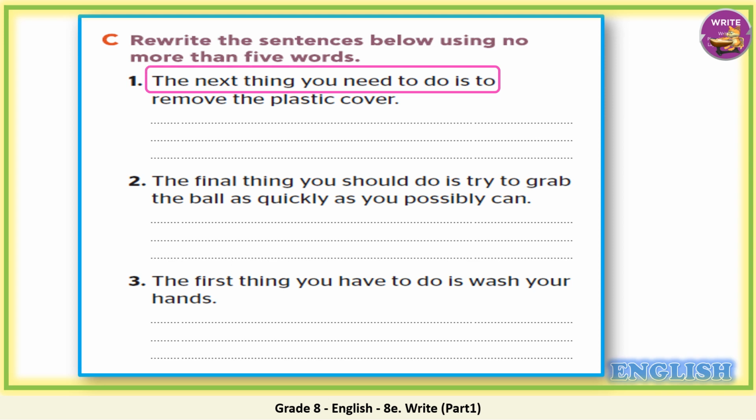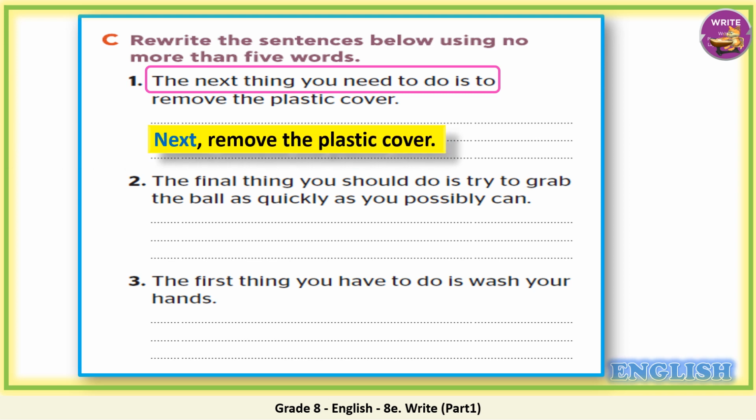Read this part. The next thing you need to do is to. Can we delete this part and use just one word to replace it? Very good. We can use the word, excellent, next. Instead of saying the next thing you need to do is to, we can just say next and complete the sentence. So next, remove the plastic cover. Remember, write short sentences.